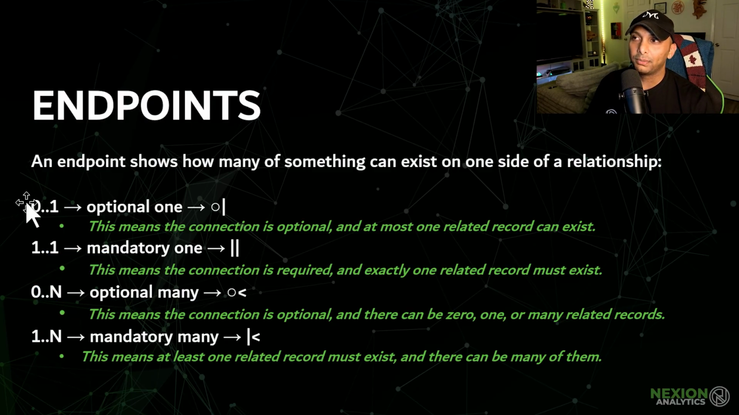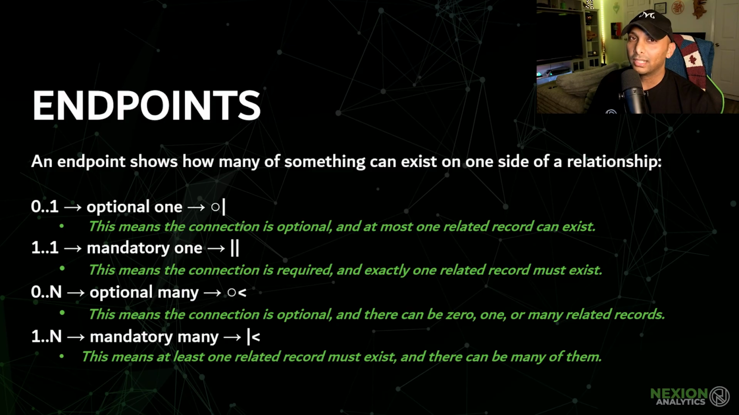But just to recap, 0 and 1 is the optional one, so someone may or may not have a parking spot. Mandatory one is someone that will have a director. Optional many is someone that can make multiple orders, right? So on Amazon, it doesn't mean you have to make orders just because you have an Amazon account. And then mandatory many is a purchase that you do have to make more than one of, right? So that's where we have mandatory many.